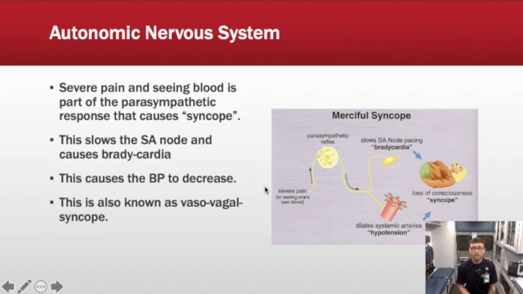So, severe pain and seeing blood is part of this parasympathetic response that causes syncope, right? We see people that can't stand the sight of blood and they pass out from it. That's part of their parasympathetic response. This slows down that SA node and causes bradycardia, right? Bradycardia is a slow heart rate, and I said that our SA node is normally firing between 60 to 100 beats a minute. So if our parasympathetic nervous system is stimulated, this is actually going to slow that down. It causes our blood pressure to decrease, and it's also known as vasovagal syncope.